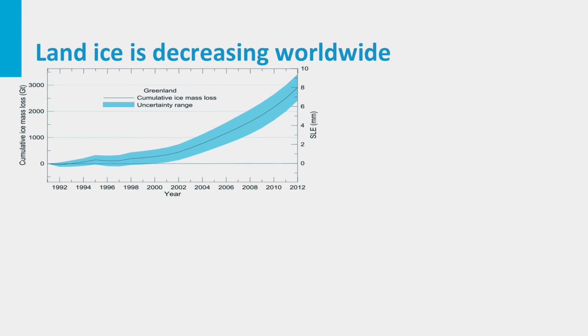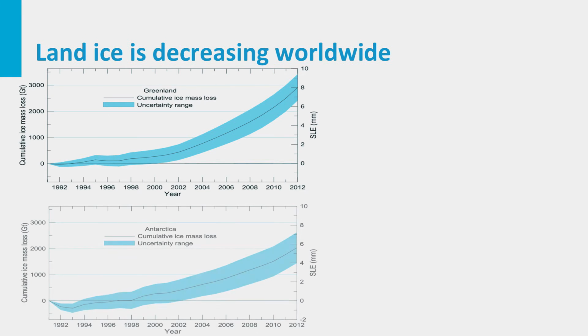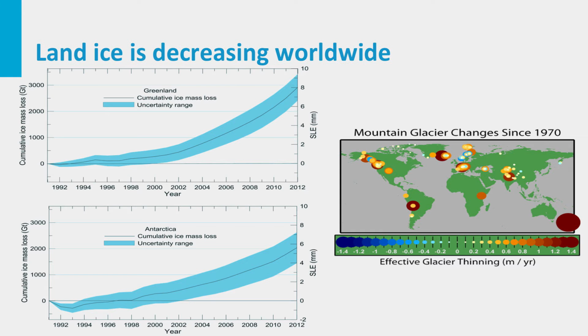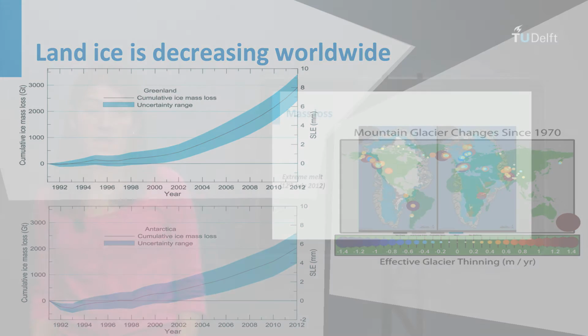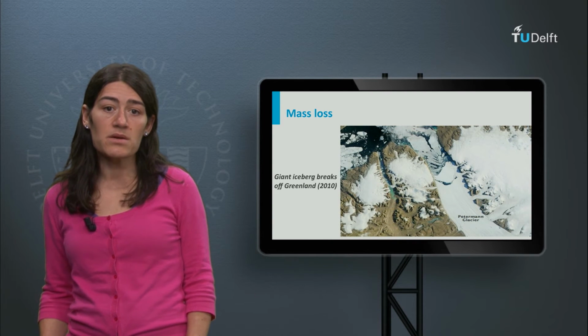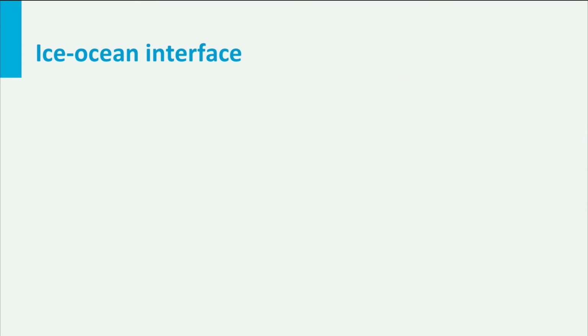When an ice body is in equilibrium, the gains from accumulation are balanced by the losses from ice discharge, runoff, and sublimation. At the moment, most glaciers and the two ice sheets are losing mass. The Greenland ice sheet is losing mass due to similar contributions of increased melt and higher velocities. The Antarctic ice sheet is losing mass only due to higher velocities.